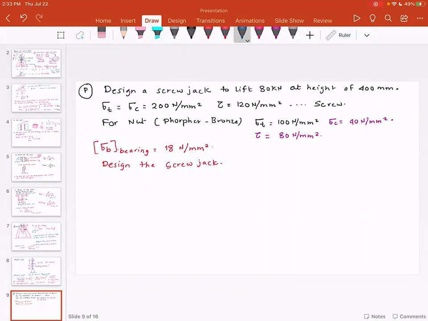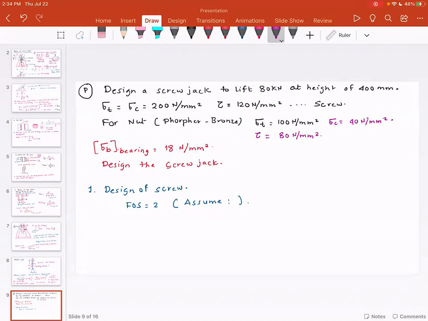Step one, design of screw. So here, I'm going to assume a factor of safety equal to 2. Just assume. Even though it is not required, it's a good idea to assume, because we are finally going to design for the principal stresses. That is where this assumption would help us.